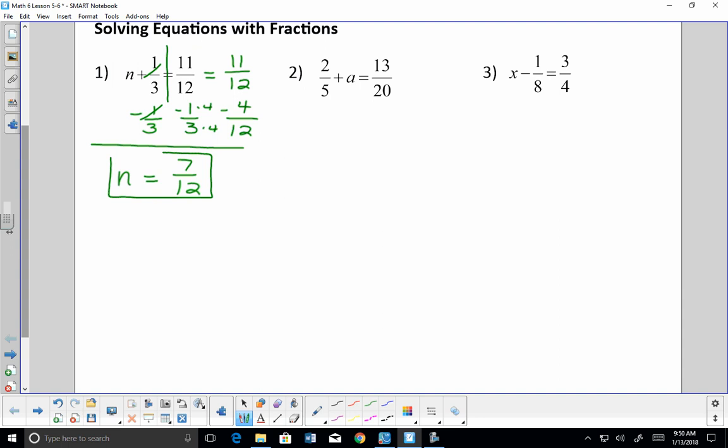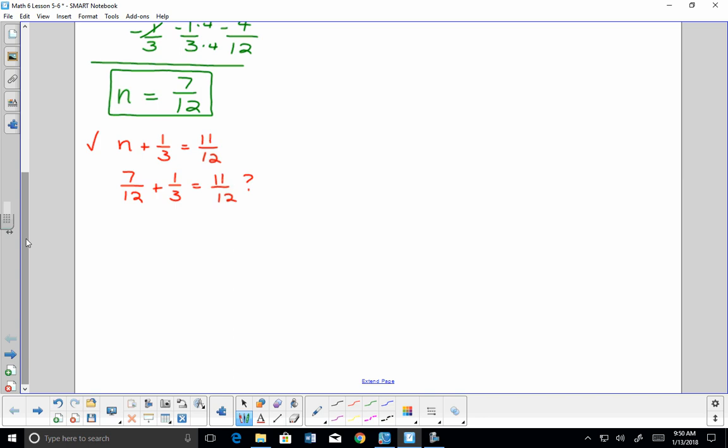Now, it's always a good idea to check your equations, so I'm going to check my problem. To check this, I need to know if n plus 1/3 equals 11/12. I need to put in 7/12 for n. So I need to know, does 7/12 plus 1/3 equal 11/12? That's what I want to know. So I'm going to do this problem. I'm going to do it vertically because it's better than doing it horizontally.